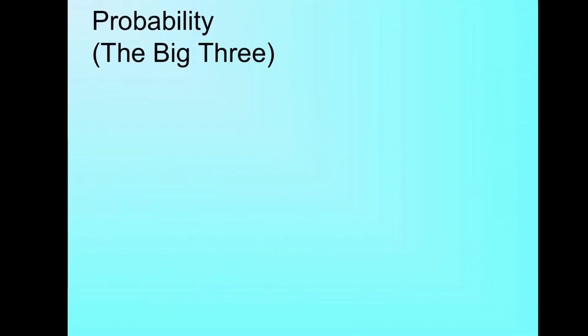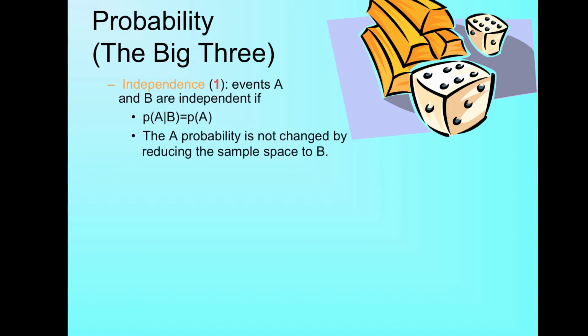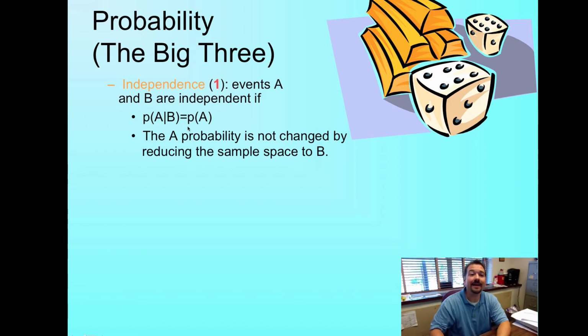So when it comes to probability, they're the big 3, as they're called. First one being independence, which means that events A and B are independent if the following is true. If the probability of A given B equals just the probability of A, then you know that they're independent. Okay, the A probability is not changed by reducing the sample space to B. I'm not saying that this is the case with the artificial data I just gave you about the jurors, but this is just a definition.